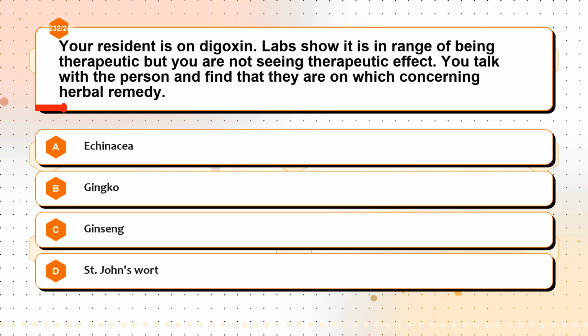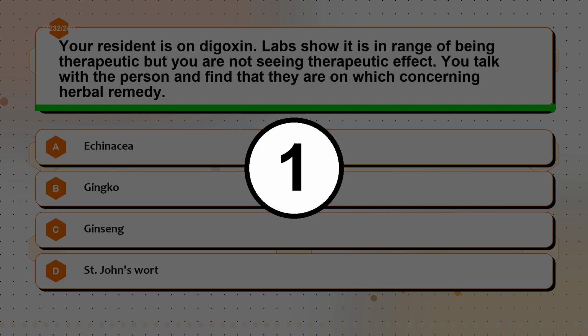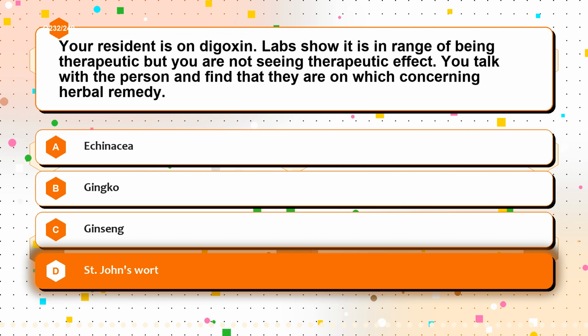Question 232. Your resident is on digoxin. Labs show it is in range of being therapeutic, but you are not seeing therapeutic effect. You talk with the person and find that they are on which concerning herbal remedy? Here are the options. Option A, echinacea. Option B, ginkgo. Option C, ginseng. Option D, St. John's wort. The correct answer is option D, St. John's wort.